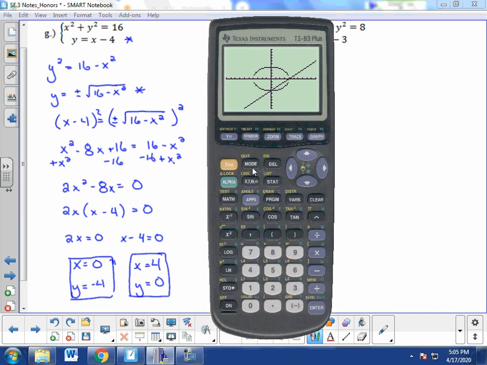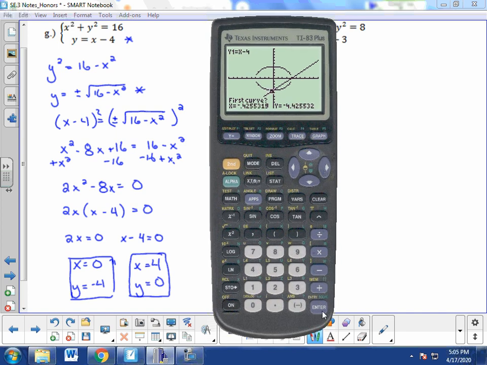So let's go ahead and hit second trace intersect. And I'm going to do this one down here in the bottom left. So I'm going to move my cursor close to that bottom left intersection, hit enter. It moves my cursor up to the top curve. So remember, I have to push the down arrow key to move it down to the bottom curve and then hit enter. And now when I guess, I get the intersection. Now this is slightly rounding it here, but this is to the negative 14th power. So this is basically giving us 0. It's just slightly rounding that. So 0, negative 4 is correct.